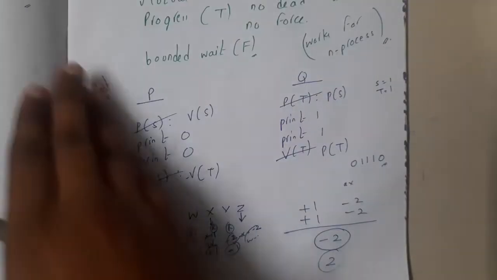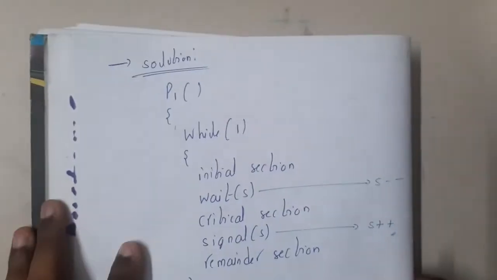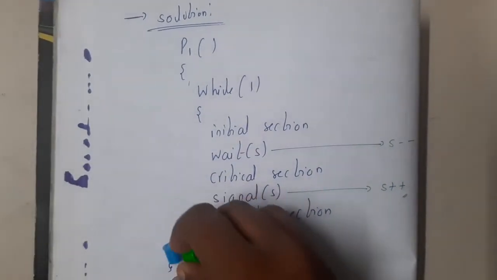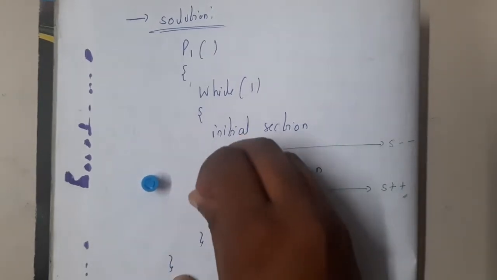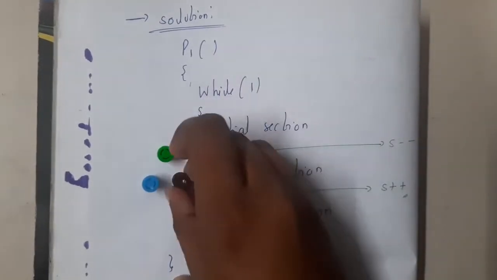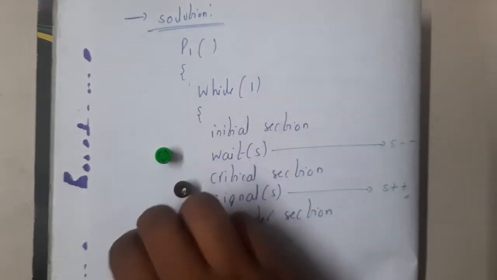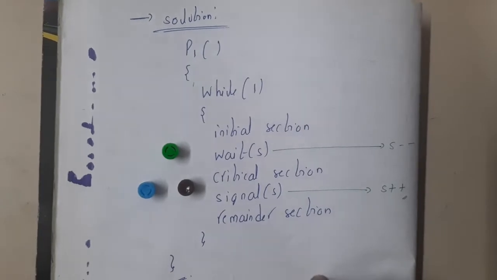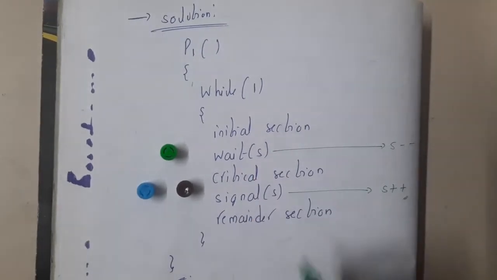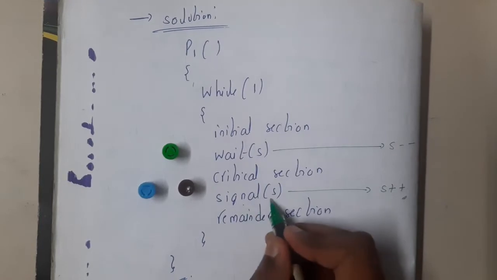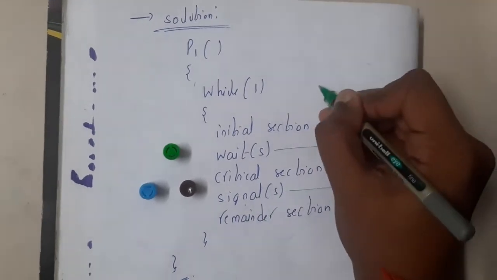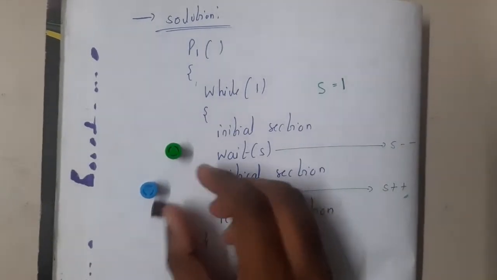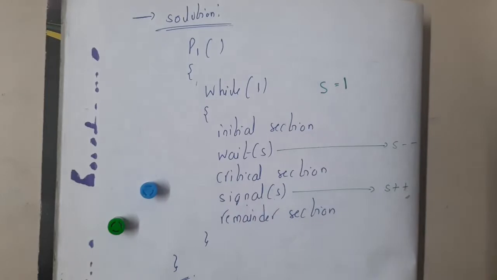Now I will show you how it helps in solving the n process solution. Assume that there are three processes: process 1, process 2, process 3. These three processes want to go inside the same critical section. We perform wait of S before the critical section and signal of S after the critical section. I clearly told you that the value of S will be 1 in the initial stages. Suppose brown comes first, then blue and then green.